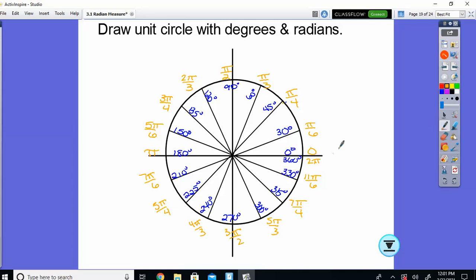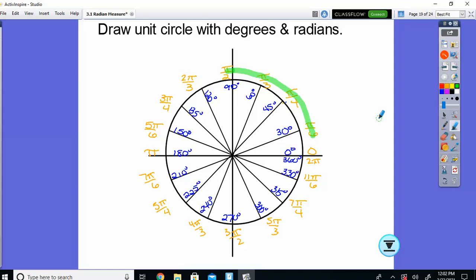If you look at the first quadrant, we have pi over 6, pi over 4, pi over 3, pi over 2. What do all those have in common? Right, the top is just pi. The denominator gets smaller as we go up. But essentially, if it's in quadrant 1, the numerator is just 1 pi. So pi over each of them.